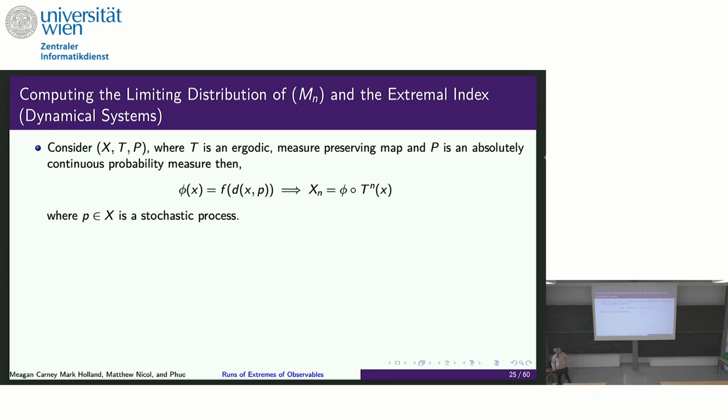Okay, and then we introduce some observable, which is a function of the distance between X and a point or a set in the space. And then we have a stochastic process which we form, which is that observable taken on iterations of the map. So as the map evolves, the observable changes.